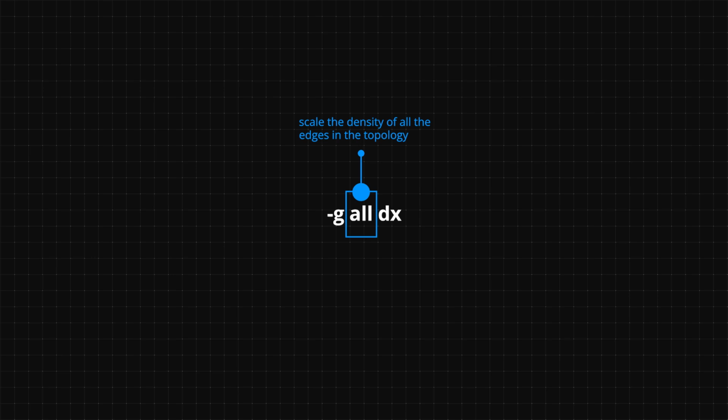The other predefined label for edges is DEF. In a scenario where you have a topology with edges of differing densities and you are looking to apply a scaling only to change the default density, you could use -g DEF 2x. This will scale the density of the edges, which has default density of 8 to 16.